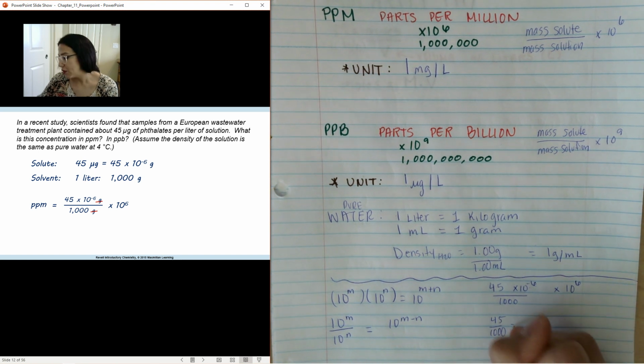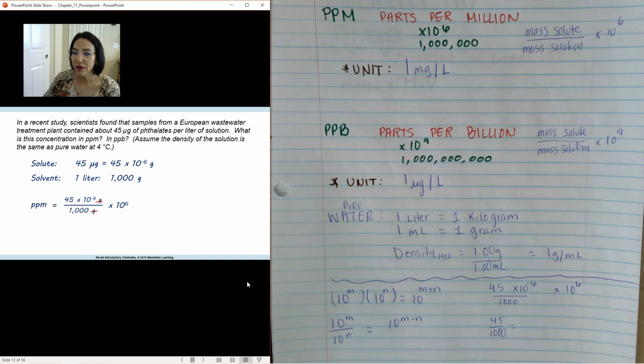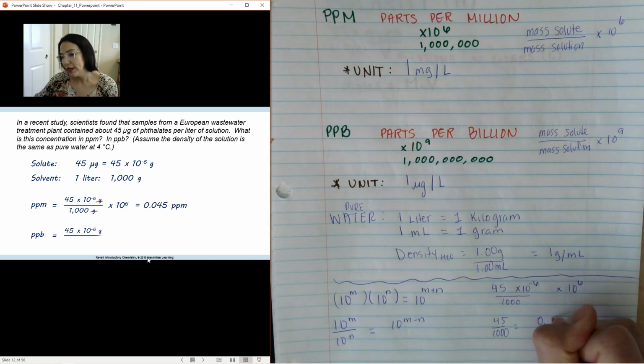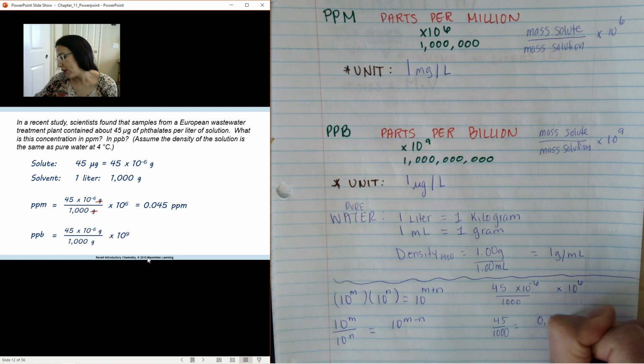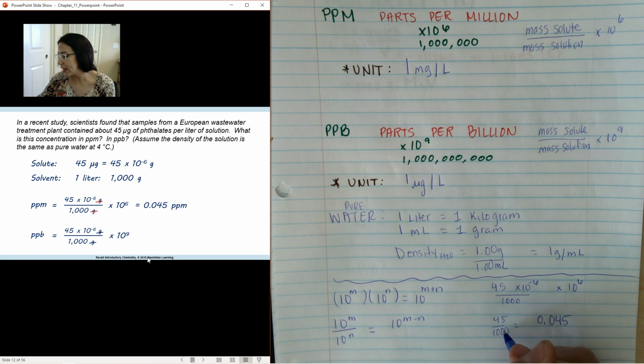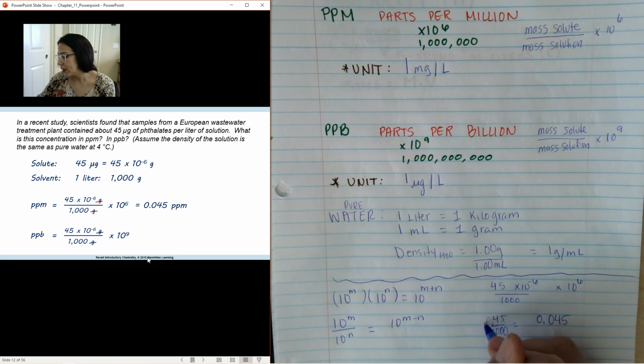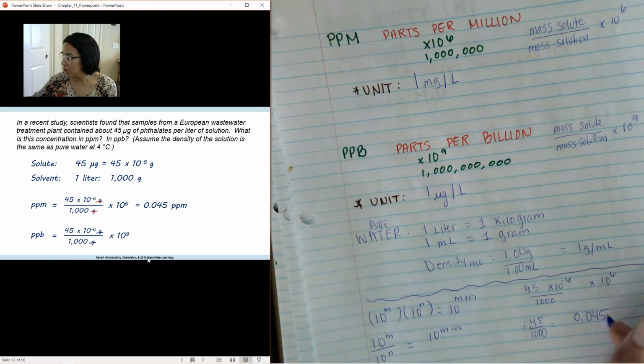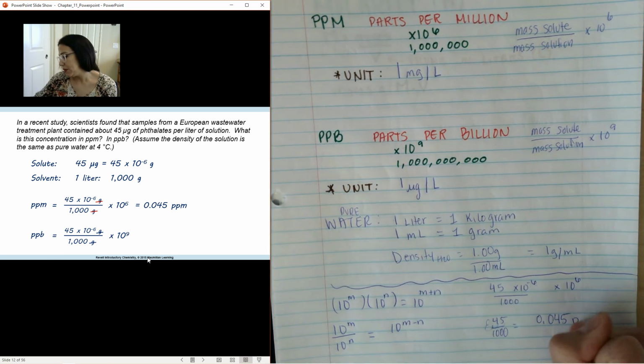Okay? And when you do that math, you get 0.045. And that's easily counted by moving this understood decimal over 3 times because you have 3 zeros. So you go 1, 2, 3, and you end up with 0.45 parts per million, ppm.